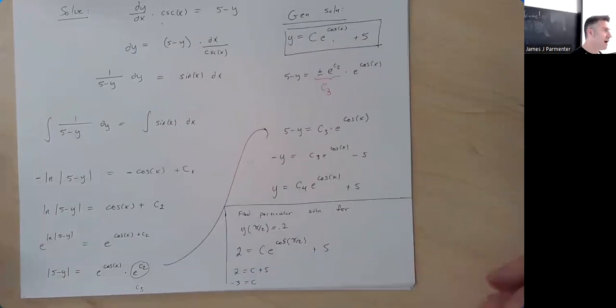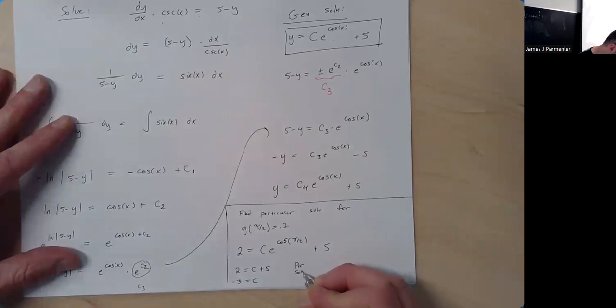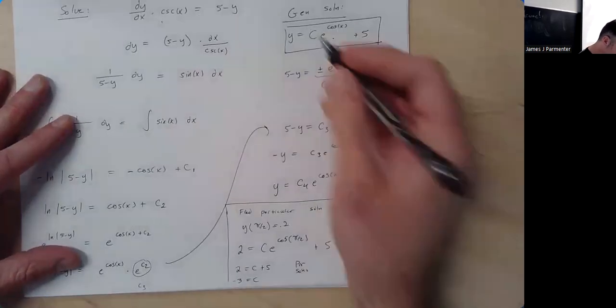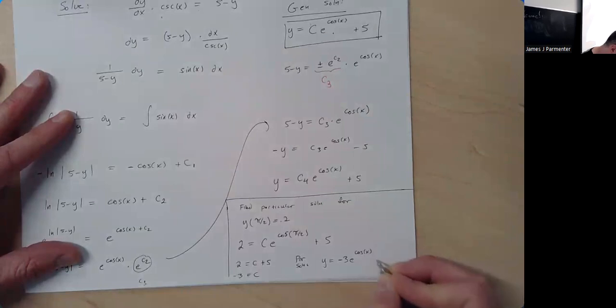I'm going to say it every time. We can't stop there. We don't have to write the particular solution. So the particular solution is plugging that back into your general solution. So it's going to be y equal to -3 e to the cosine of x.